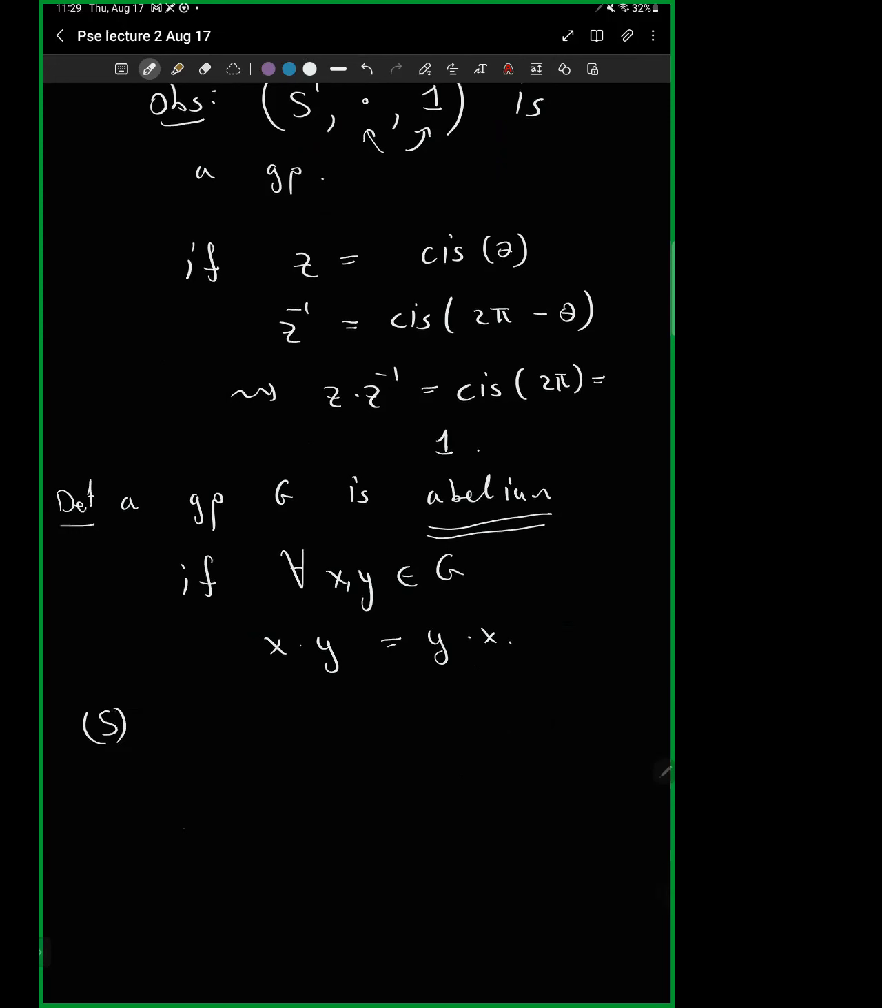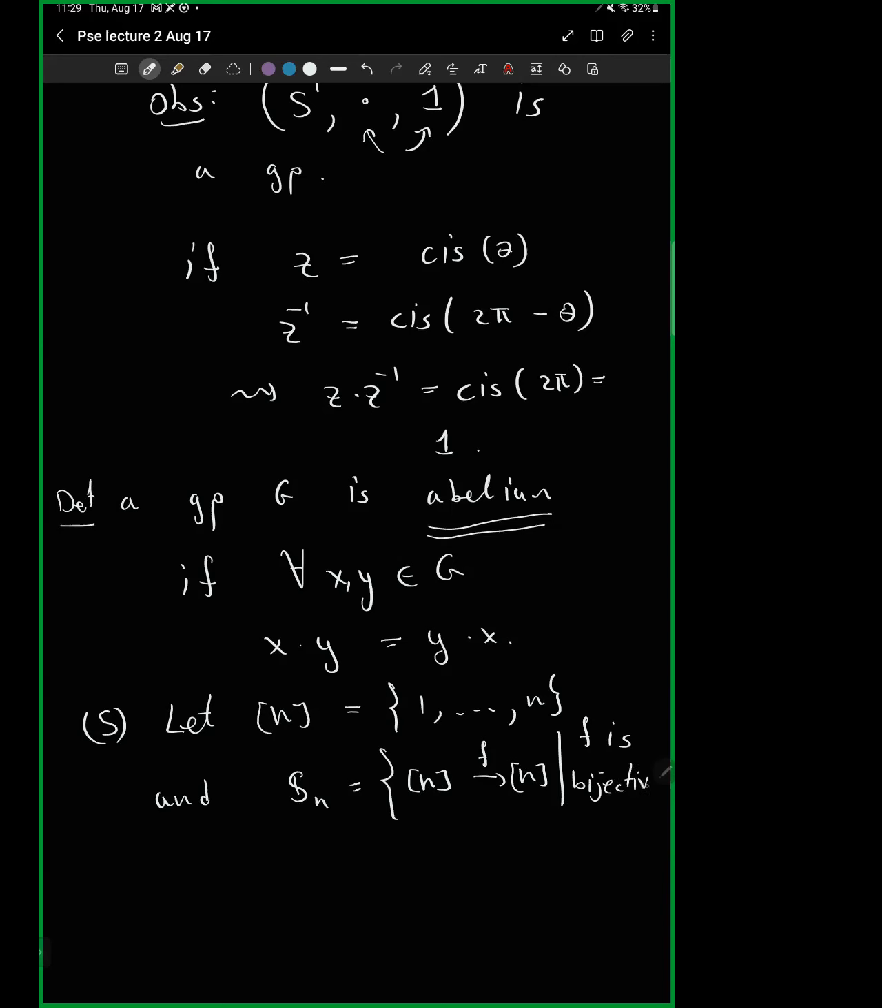Here is a non-commutative group. Let [n] be the set of all numbers 1 up to n. And Sn, I take all functions from [n] to [n], such that f is bijective. This is called the symmetric group.